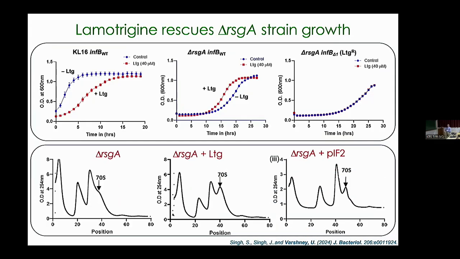So if you look at these profiles again, this is the delta RSGA profile. Actually, one of the phenotypes here is that 70S peak doesn't really come out that clean. And when you add lamotrigine, now you start seeing 70S peak. And this is somewhat similar to what you start seeing with IF2, which is the characterized suppressor of delta RSGA. So this fits quite well.